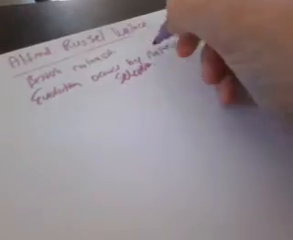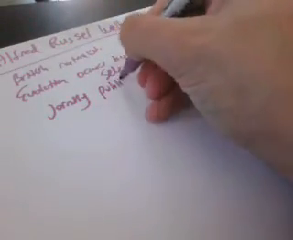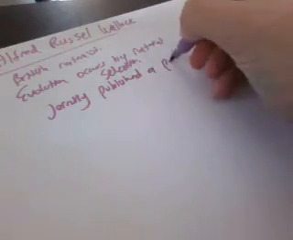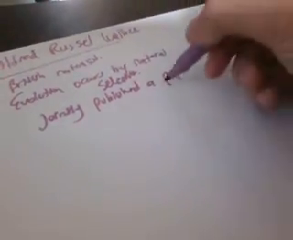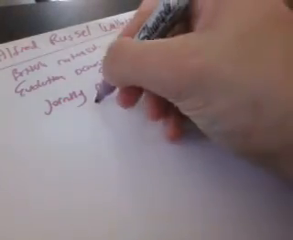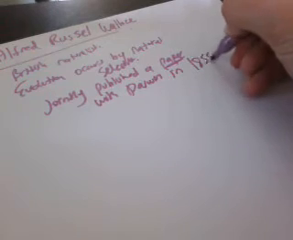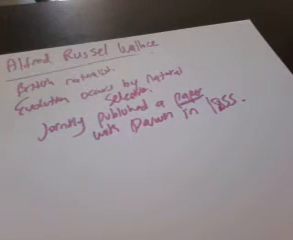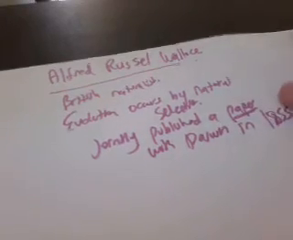He published, jointly meaning with someone else, a paper with Darwin. A paper is a scientific piece of work: you do an experiment, you write about it in a paper. So he jointly published a paper with Darwin in 1855. So Alfred Russel Wallace is pretty similar to Darwin. That's why I didn't really worry much about him.